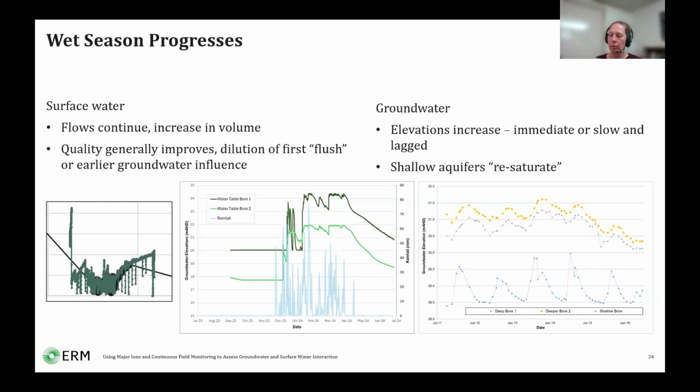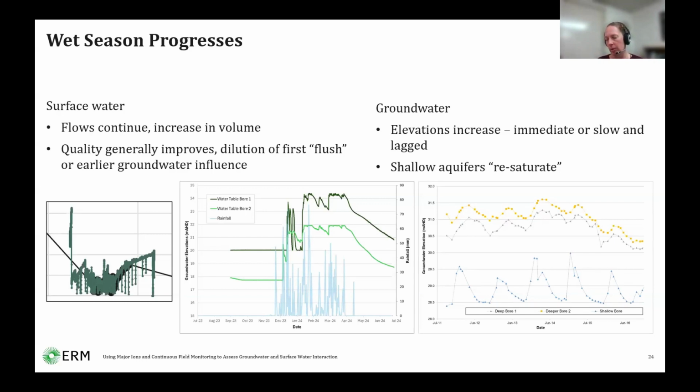Often the increase in groundwater elevation is more subdued than in surface water. And the increase in groundwater elevation during the wet season can be more variable in terms of magnitude and timing for different geologies and aquifers.